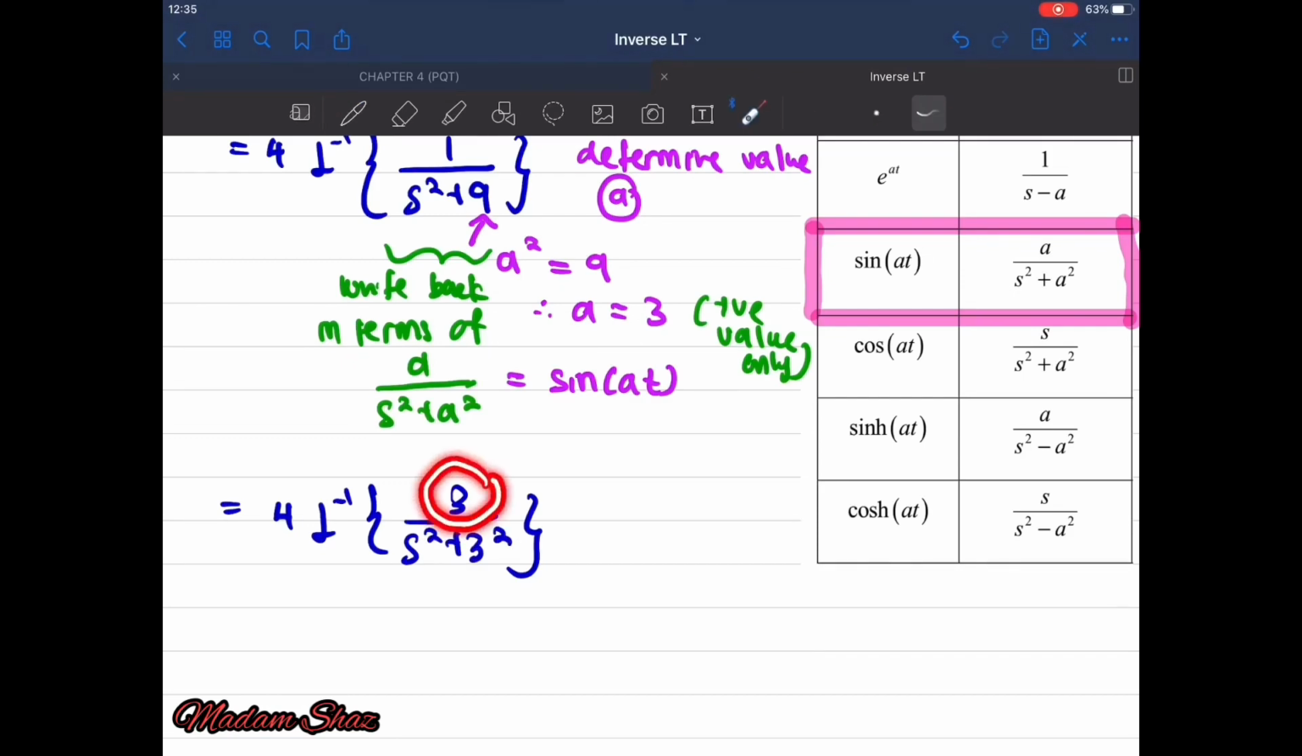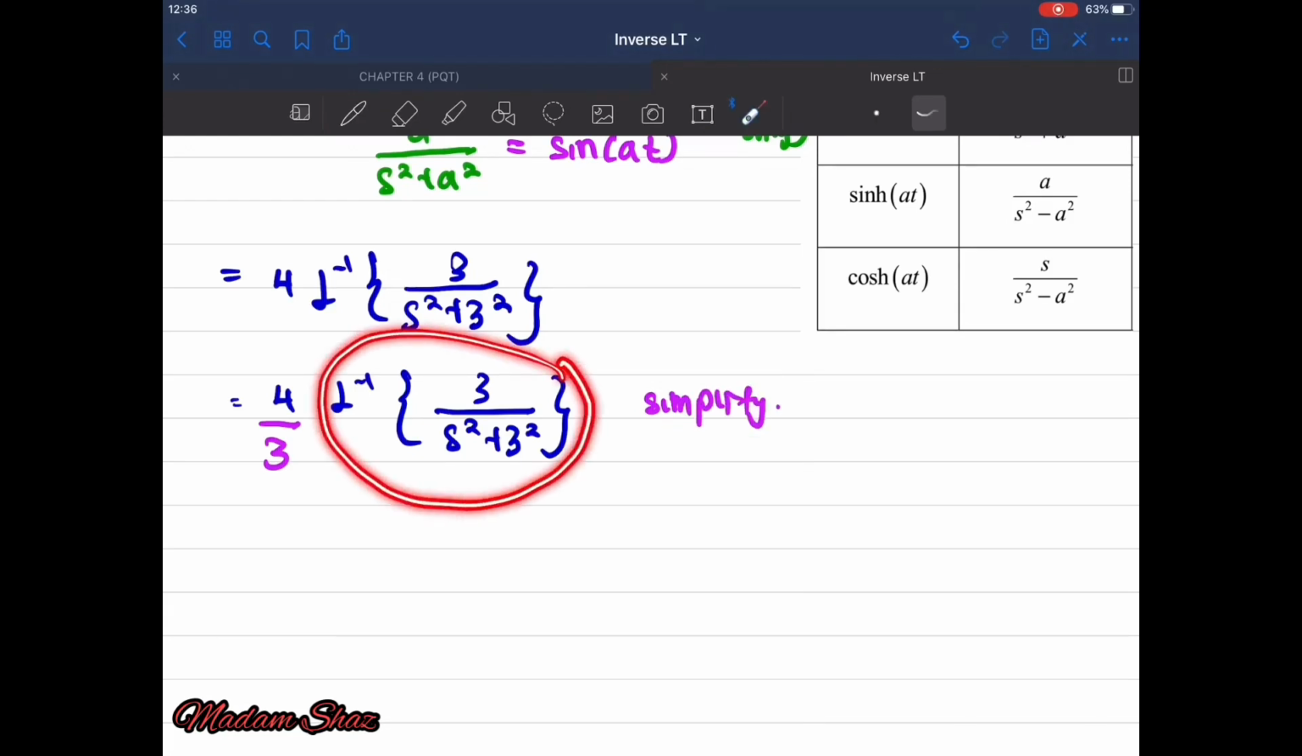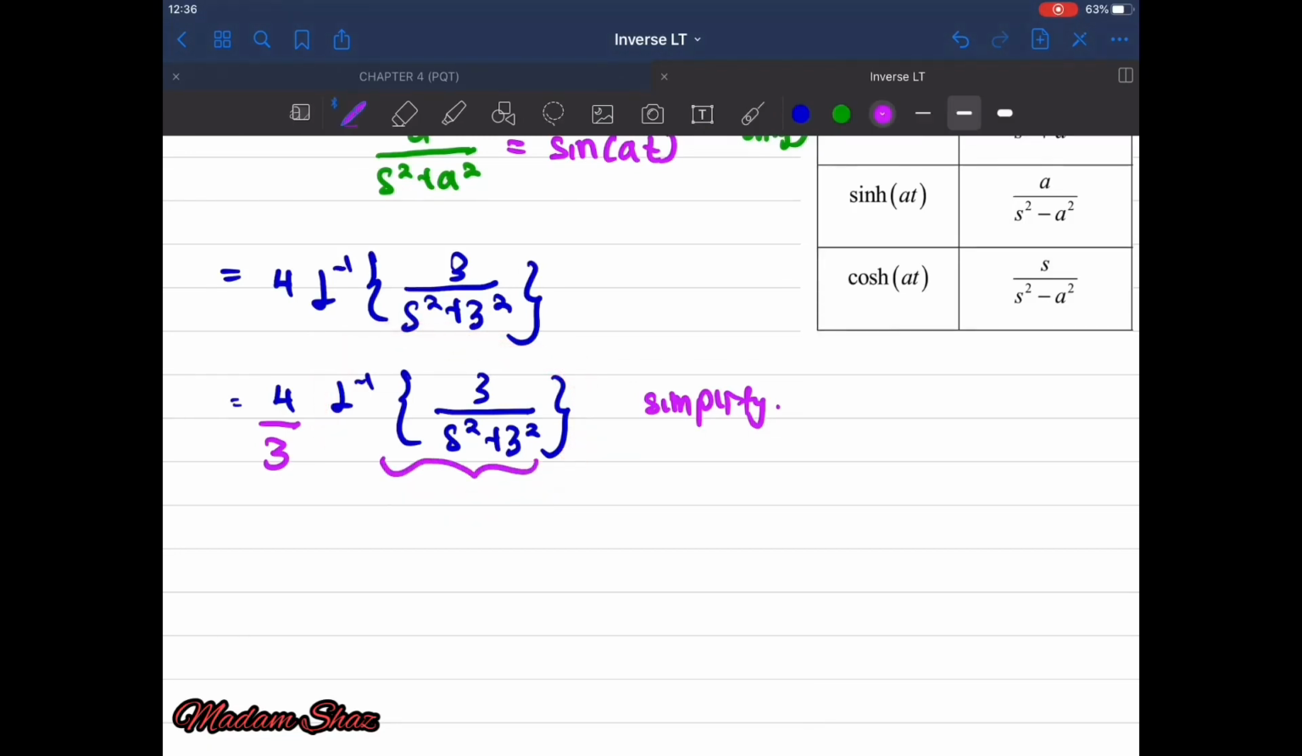Now you multiply by 3 here, which means you have to divide by 3 here. For the Laplace inverse of 3 over s squared plus 3 squared, divided by 3, now simplify. The Laplace inverse of 3 over s squared plus 3 squared will give you the result of sine of 3t. Therefore, the inverse Laplace transform for example B will become 4 over 3 of sine 3t.